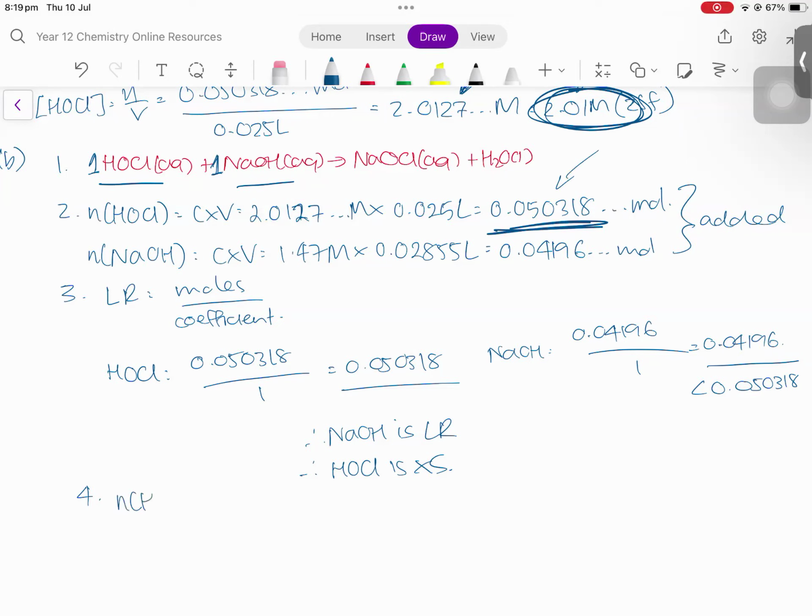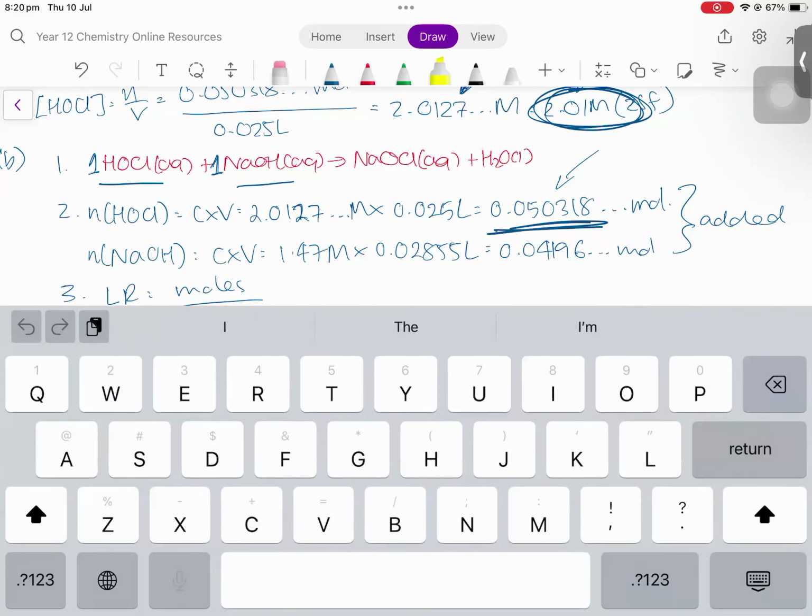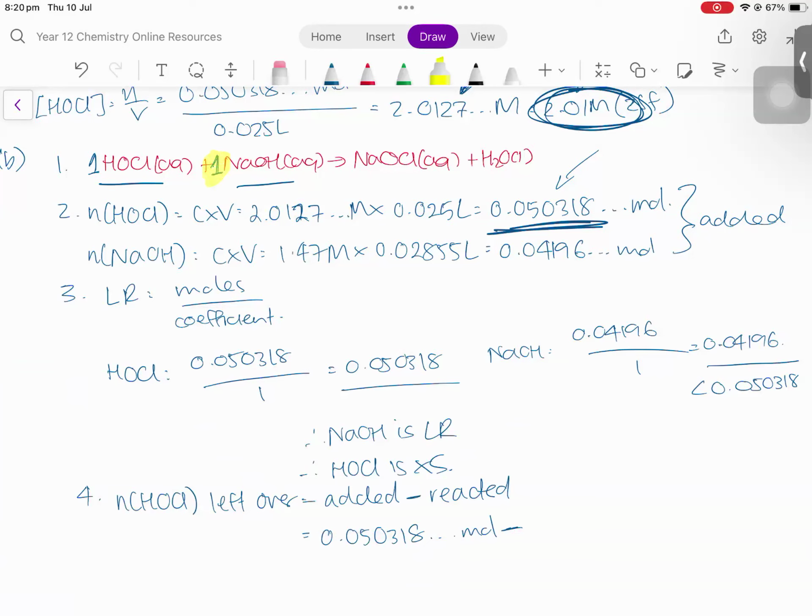So the moles of HOCl that still exists once the reaction's done, that's still left over, depends on how much you added in the first place minus how much did get reacted, did go away. So from step 2, you know that you added in 0.050318 minus the amount reacted with the limiting reagent. The limiting reagent is NaOH. We've figured that out by now.